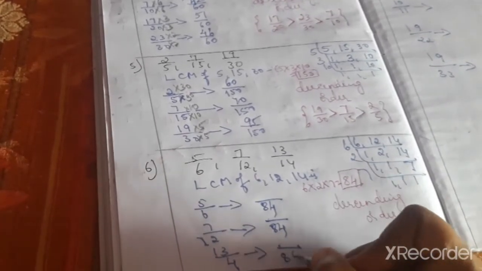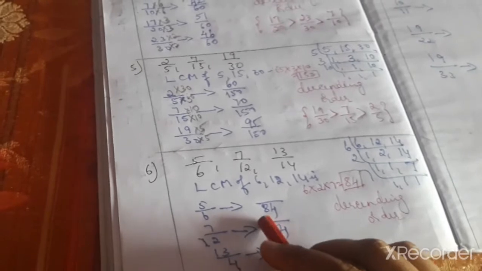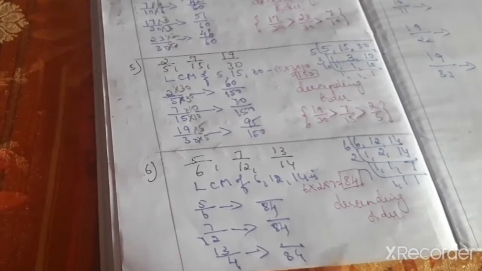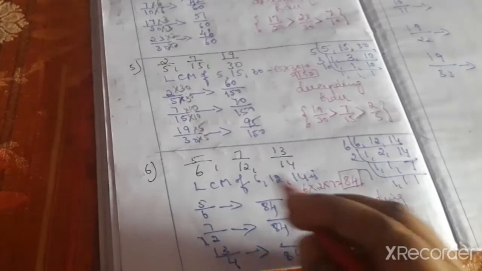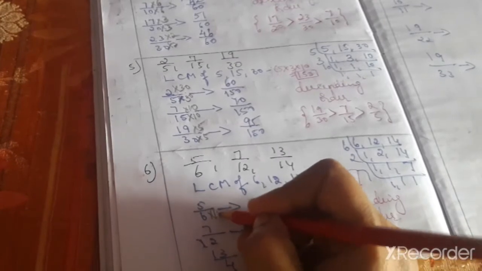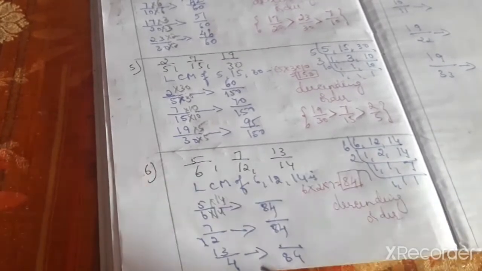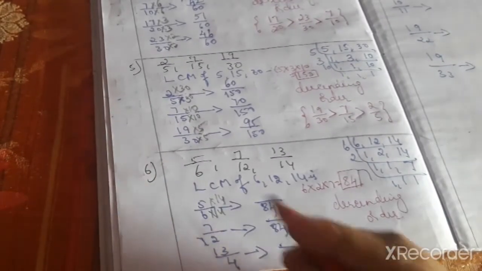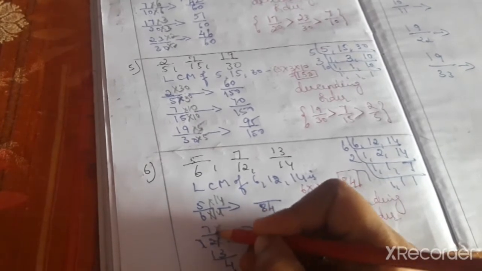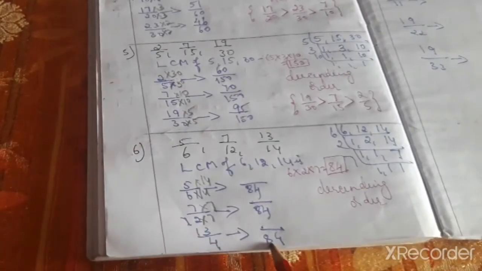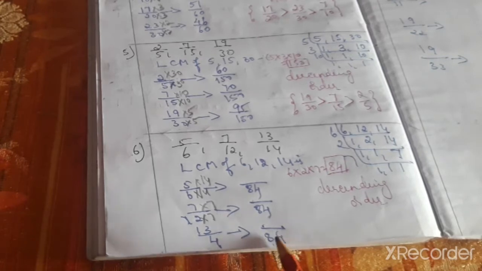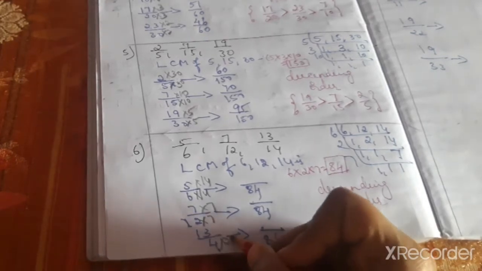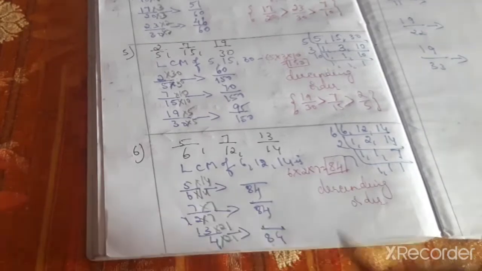84, 84. Now here we have to check the tables. 6 times how much is 84? 14 sixes. So 14 sixes, the same number we have to multiply up. 12 times how much is 84? 12 sevens are 84. Same number we have to multiply up. 4 times how much is 84? 4 twenty-ones are 84. Same number we have to multiply up.